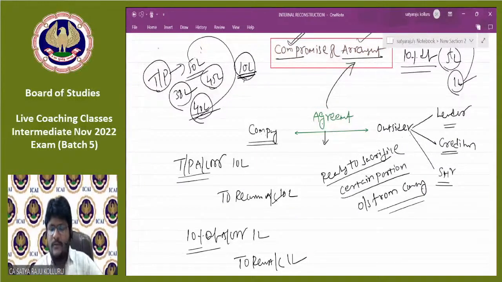Still some more compromise and arrangement issues I need to discuss, but before that you can go for the break, guys. Please, all of you take the break up to 8:20. Please relax for 10 minutes, then come back. Some more important issues of compromise and arrangement I'm going to discuss in this class itself.